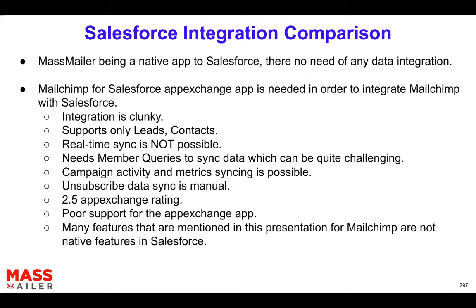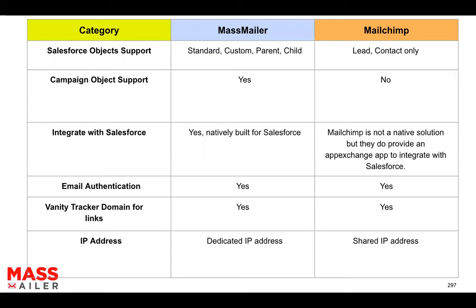Now let's take a look at the feature-wise comparison. That way, we can get a sense. Some I'll mention where this feature is, in Salesforce or Mailchimp. I'll mention that as well. Very important, the Salesforce object support, right? MassMailer supports standard, custom, parent objects or child objects, meaning related objects. Mailchimp only supports lead, contact, that's it. Campaign object support is possible in MassMailer. In Mailchimp, it's not possible.